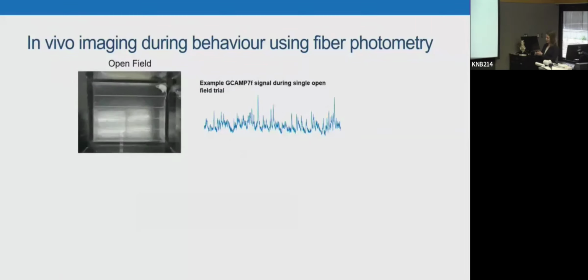So here I'm showing you the open field. This is what the mouse looks like when it's just walking around in the open field. And this is an example of a single open field trial, all of the GCAMP activity that we collect over 10 minutes. You can think of each of these peaks as a group of neurons firing. Larger peaks correspond to more neurons firing in the striatum.